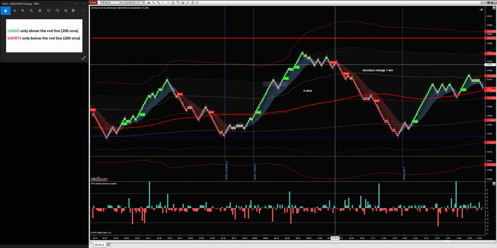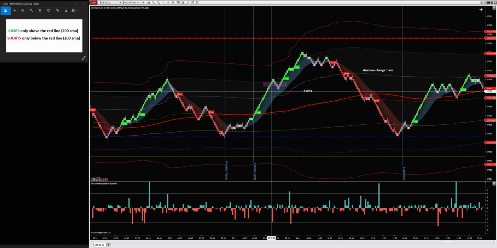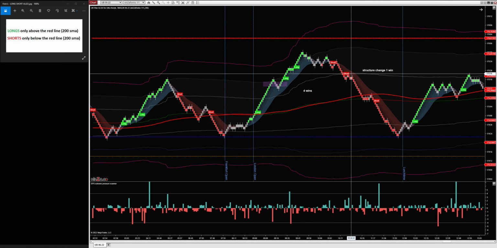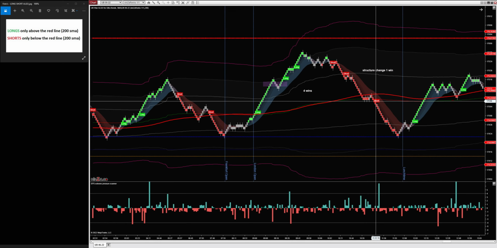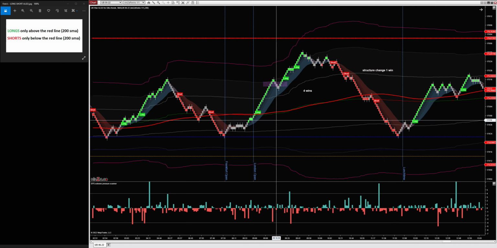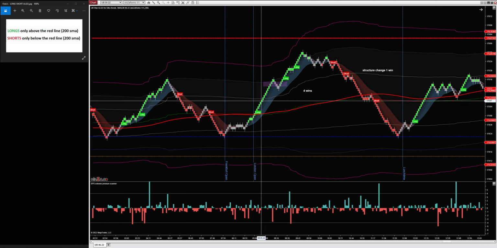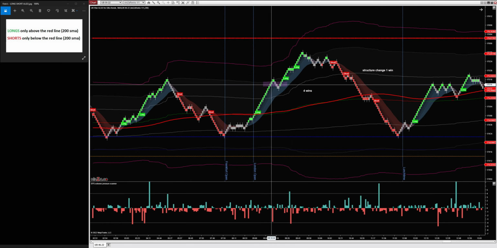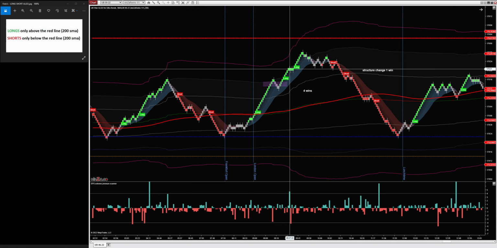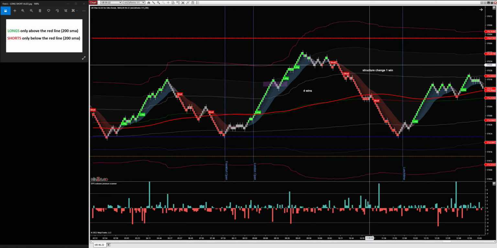I don't take the first counter signal because we only take the longs, but I do take the second counter signal back to the 200, and right away after that we get a signal short below the 200. So what did we see on the London Open? First long signal, this was a win. Second was a win, and the third was a win. You can just enter on the green candles, keep it simple.